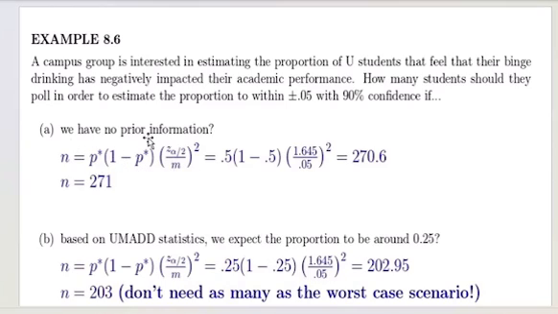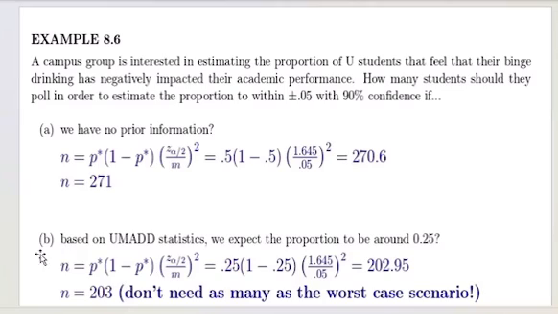Of course, with no prior information, what did I say you're going to do? You're going to plug in 0.5 where you see P. That's why I'm plugging in 0.5 right now. Okay, with 90% confidence, the z-score is going to be 1.645. And don't forget the margin of error given is 0.05. I got 270.6, which is approximately 271.